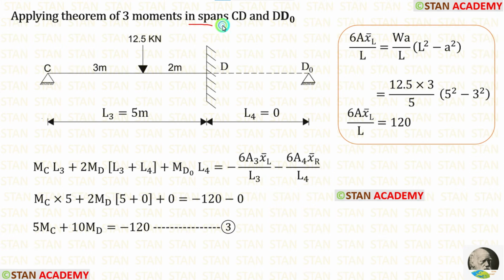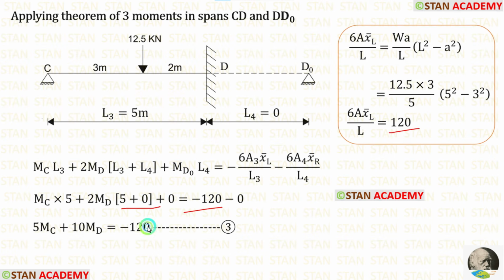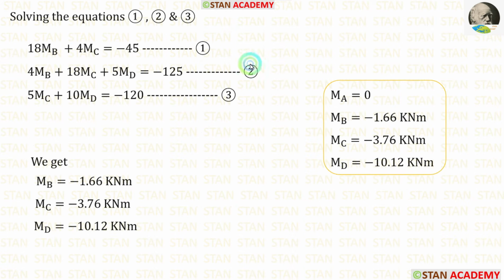Now let us take the spans CD and DD naught and make the third equation. In the span CD, we have to calculate 6a x bar left upon L. The formula is WA upon L into L square minus A square. Here W is 12.5, A is 3, L is 5. When we apply the values inside the formula, we are getting 120. Let us apply this value in this equation. Finally, we are making the third equation. Finally, we have made three equations.